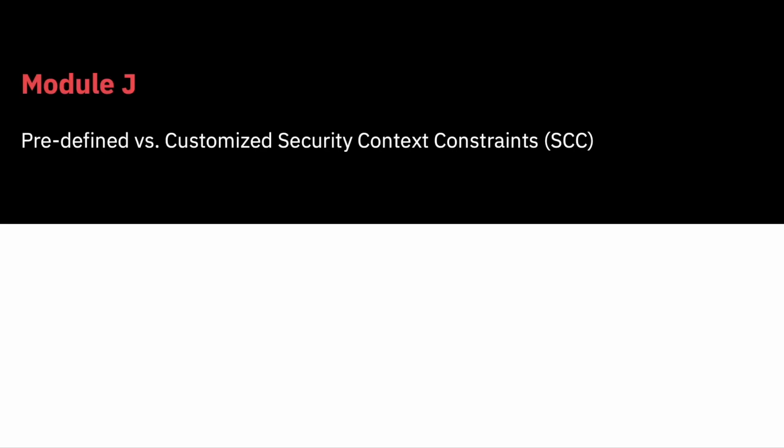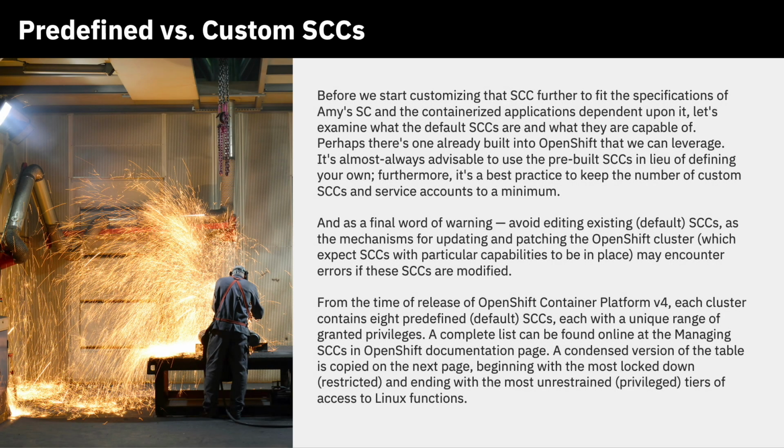On several occasions throughout this lab material, we've raised the distinction between security context constraints, or SCCs, that are available out of the box with OpenShift or CoreOS, often referred to as default or restricted SCCs, and the custom SCCs that the administrators set up as part of Brady's team in order to craft custom responses to the SCs that Amy's team was generating. Before we start customizing the SCC further to fit the specifications of Amy's SC and the containerized applications that are dependent upon it, let's examine the default SCCs, what they are, and what they're capable of.